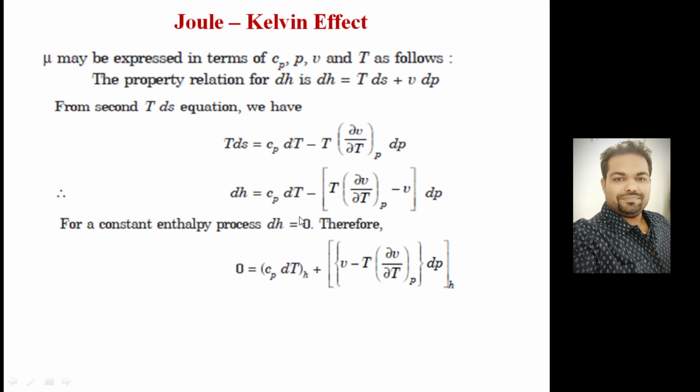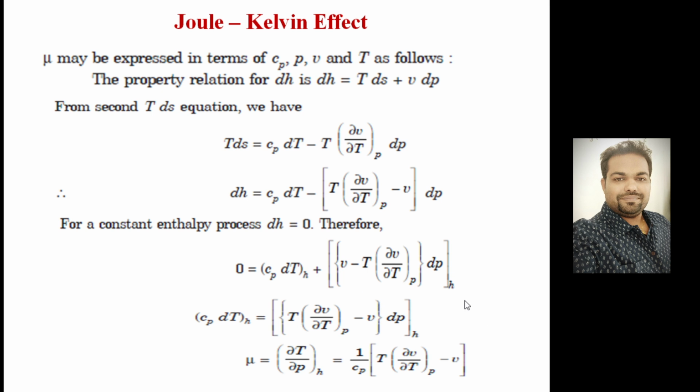So just look at here. We are writing first term Cp dT at H plus bracket. We are taking the minus sign out of this bracket, so this becomes plus here, and this as it is into dP, and enthalpy is constant, right? That's why this term is coming, enthalpy constant. Further, you can take Cp dT that side, and the same term which we are getting here is here.